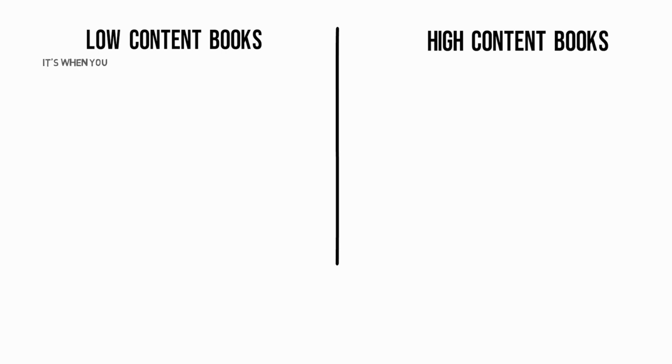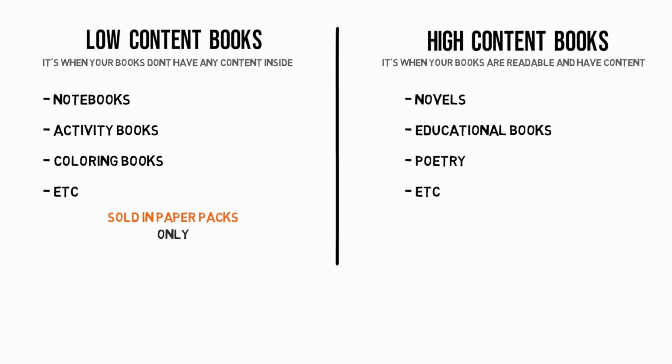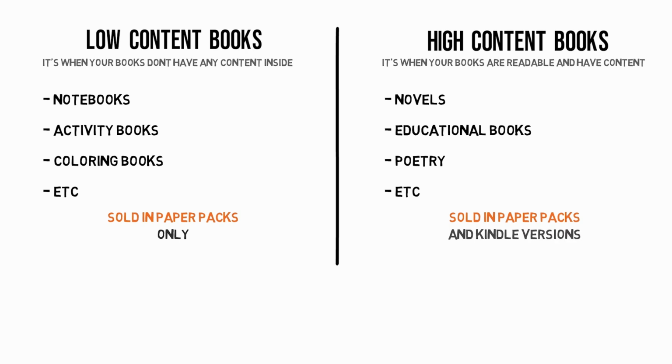KDP has now split into two categories: low-content books and high-content books. The low-content book is when your books don't have any content inside, like notebooks or activity books, or even expenses log books and coloring books, etc. And almost all the low-content books are sold in paperback, not Kindle versions. On the other side, we have the high-content books, which are basically the normal books and novels we read every day. Something that the buyer will spend time reading or studying. And of course, you can publish them in both Kindle versions and paperback.